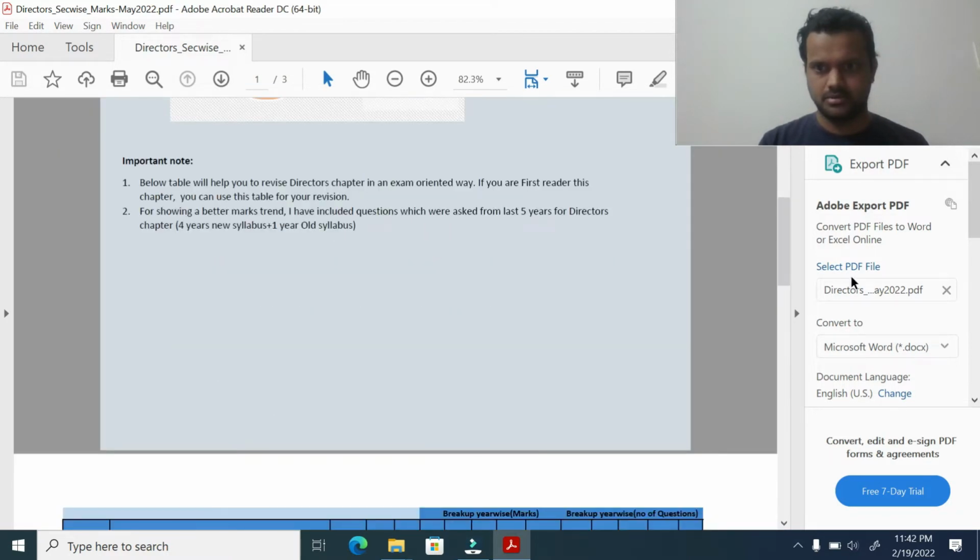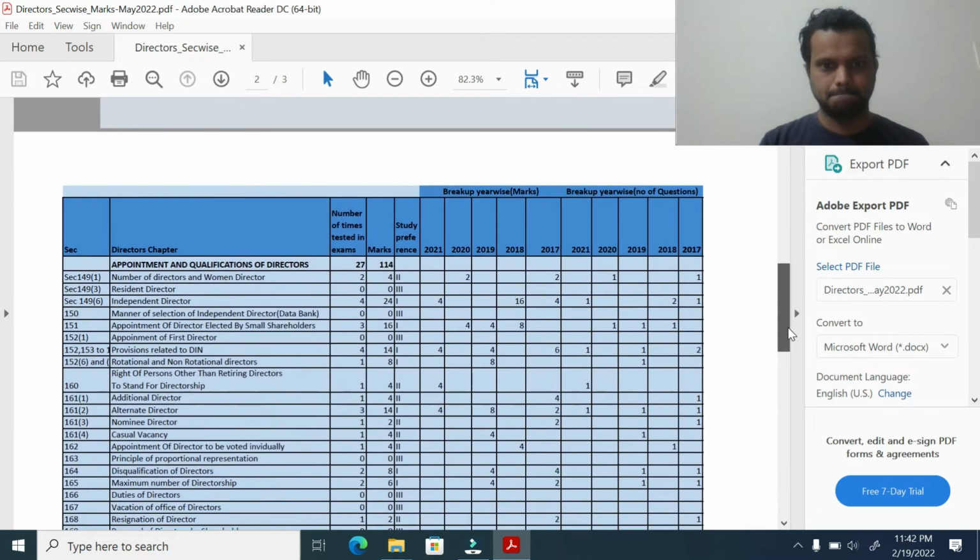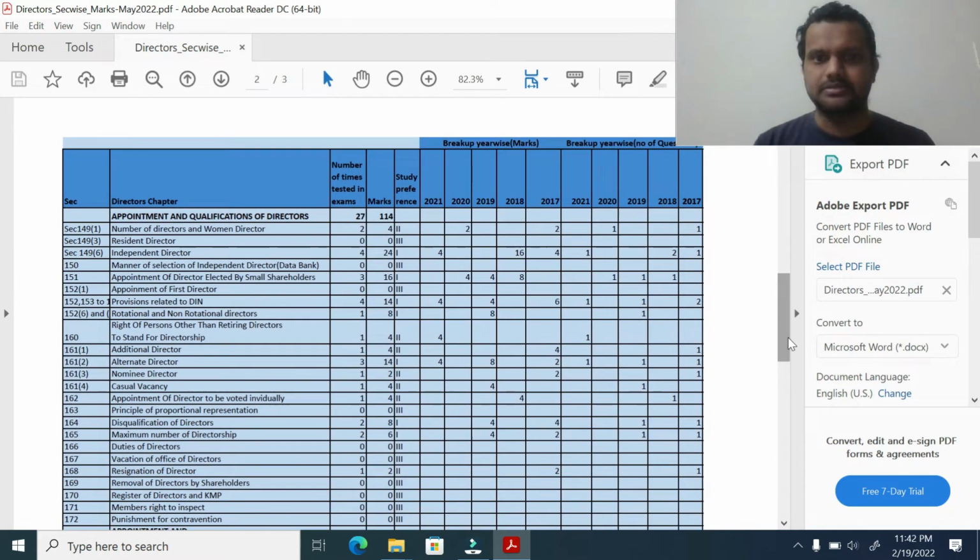Sorry, this allocation. So for example, number of directors and women director, how many times it was asked in the last 5 years? Two times. One is in 2020 for 2 marks, again in 2017 for 2 marks. So this is what the approach is. I'm just changing the approach, the way you study.